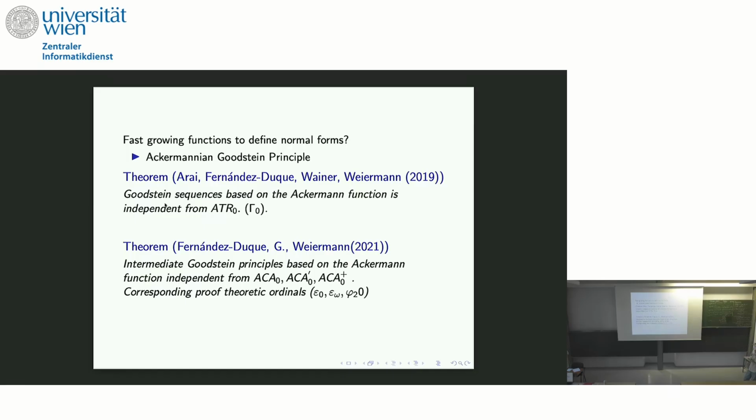So ACA, which in reverse mathematics is RCA0 plus the existence of the Turing jump; ACA prime is ACA plus, for every set X, the nth Turing jump exists for X; and ACA plus is ACA plus, for every X, the omega Turing jump exists. And they have different proof theoretic ordinals. ACA is conservative over PA, so it has proof theoretic strength epsilon 0. The second one has strength epsilon omega, and the third one phi 2 0, which is defined in Veblen form.